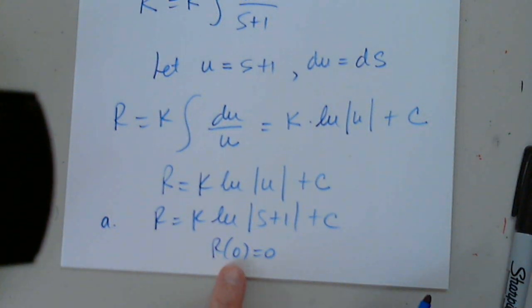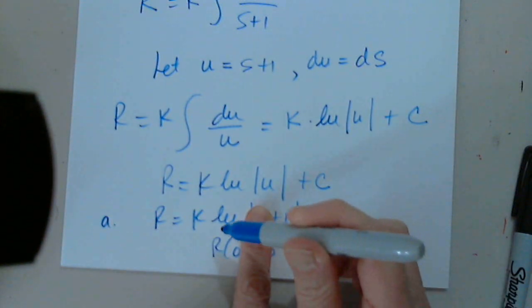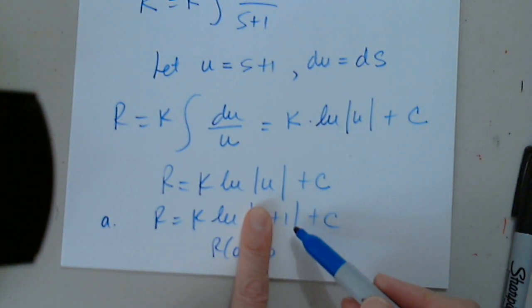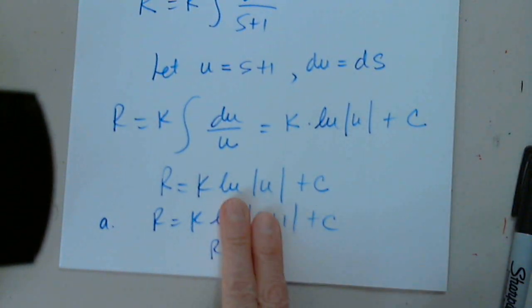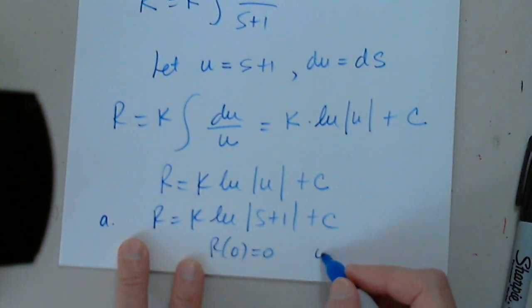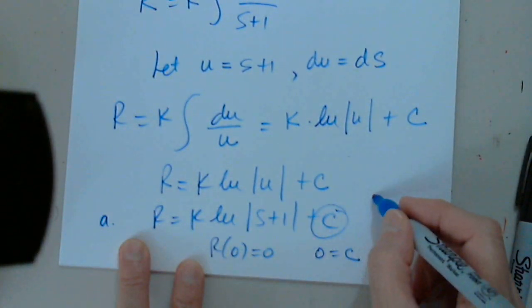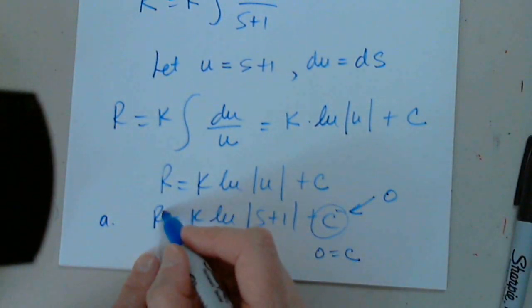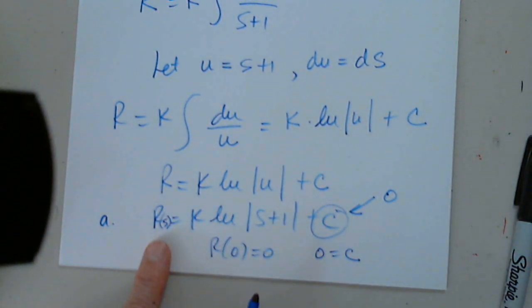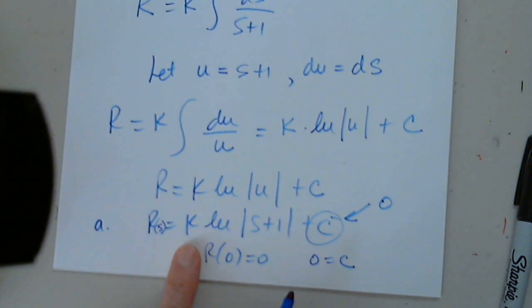So when s is 0, how much is natural log 1? 0. 0. How much is 0 times k? 0. Perfect. And this is 0. So 0 equals c. So this is 0. So the final answer for us is r of s, if you'd like, to show that it's a function of s, equals k, whatever the constant is, natural log the absolute value of s plus 1.